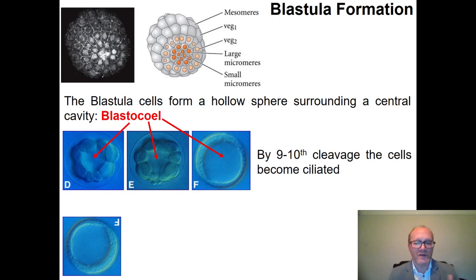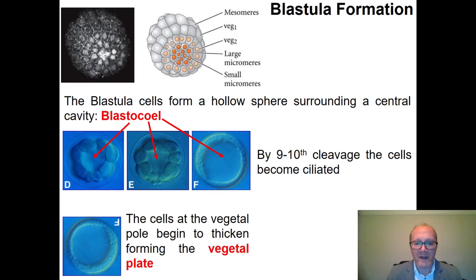Now by the ninth or tenth cleavage, the cells all around the blastocoel start to produce cilia that point outside, okay, not inside the blastocoel, but outside. And then the cells of the vegetal pole thicken a bit, and they form what is called the vegetal plate. Here you are, so you see here this thickened group of cells that form the vegetal plate.